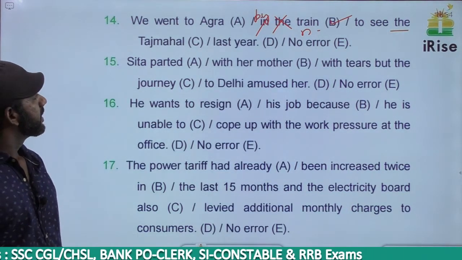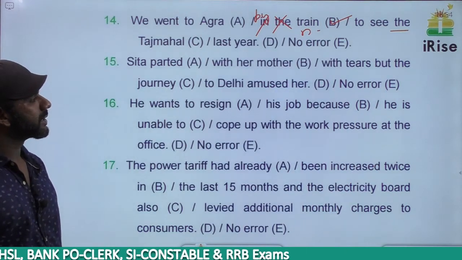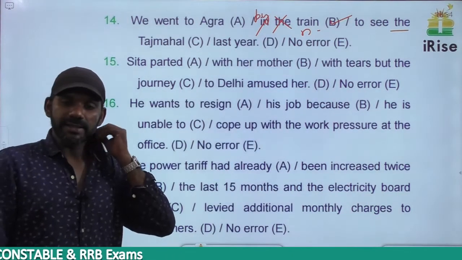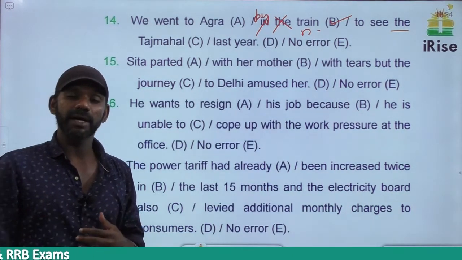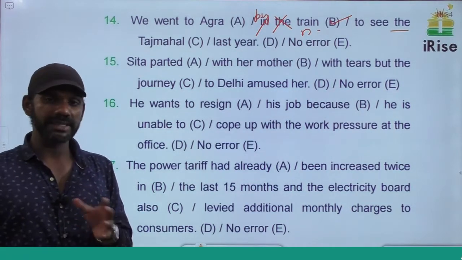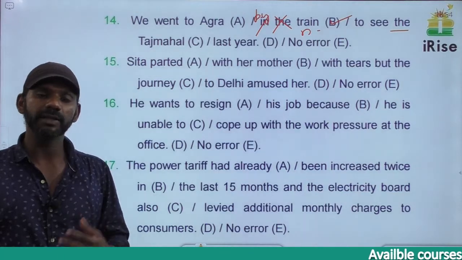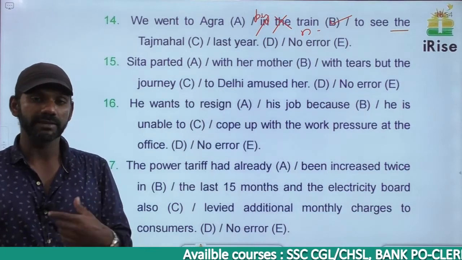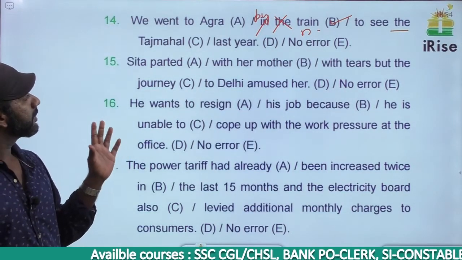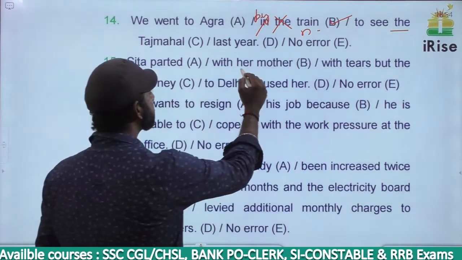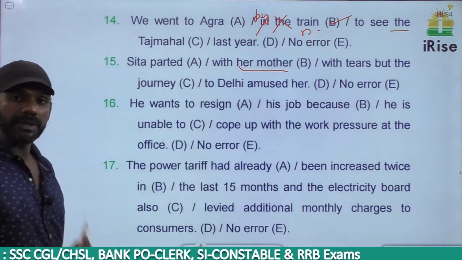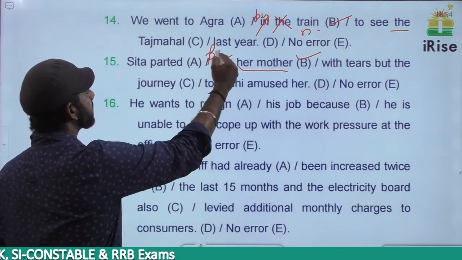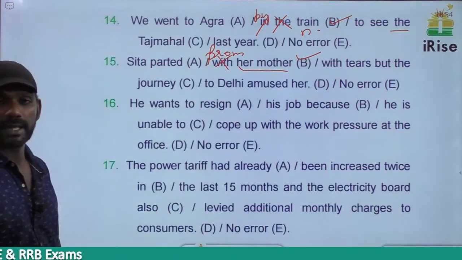Come to next one. Sita parted with her mother with tears, but the journey to Delhi amused her. I told you about the phrases part from and part with. Part is a verb in fact. Part means separate from. Part from and part with are phrases. We part from a person, we part with something. That's what I told you. Sita parted with her mother. Her mother is a person. We part from a person. So in this case, part with is a wrong usage. Sita parted from her mother with tears.